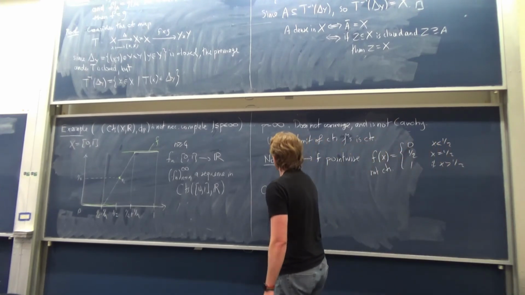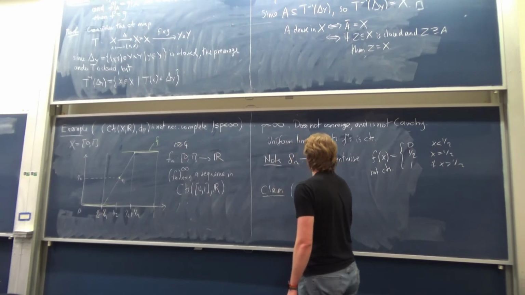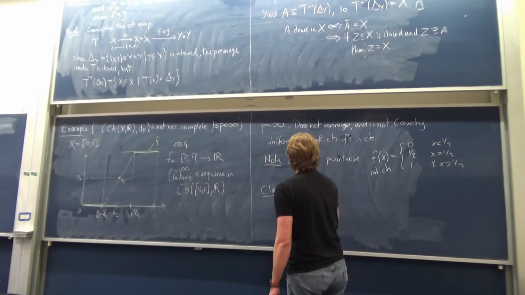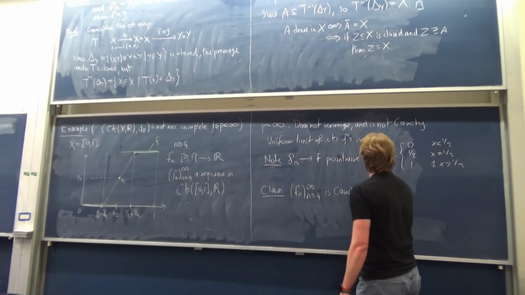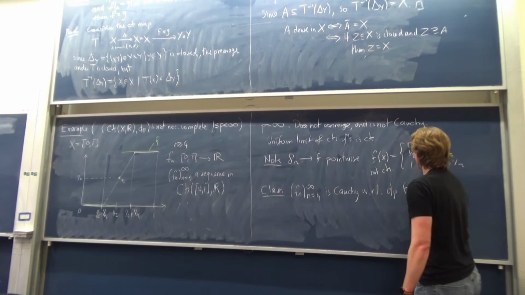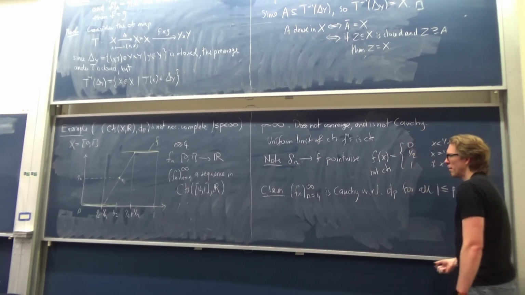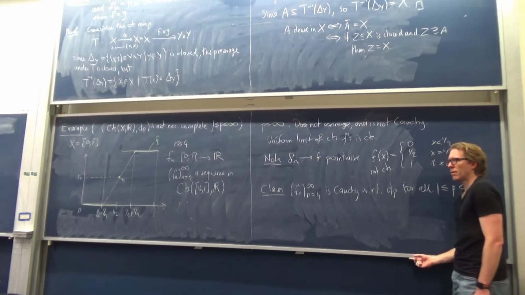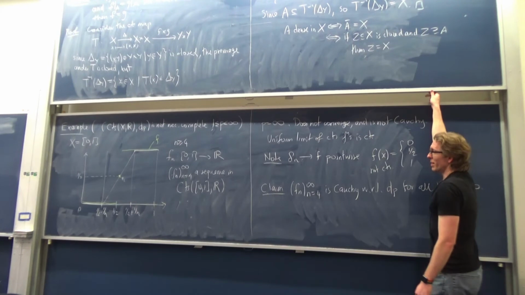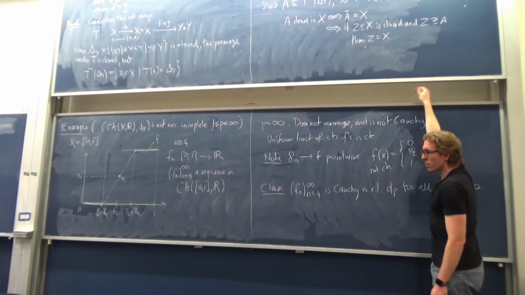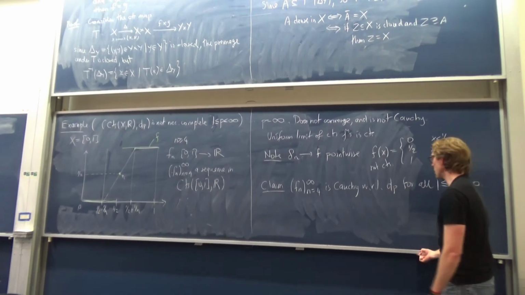Okay, so the claim is that the sequence fn is Cauchy with respect to dp for all p not equal to infinity. A similar sort of argument will show that it can't actually converge, so that's a Cauchy sequence that doesn't converge, which shows these spaces are not complete.